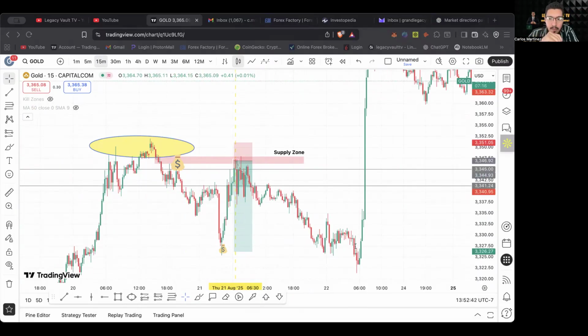So we look at the lower time frames for additional confirmations, for liquidity grabs, for break of structure, and for sniper entries to confirm our trades before executing any orders.